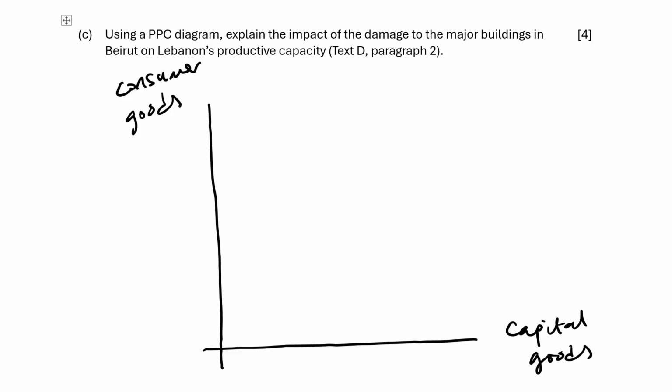We can just sketch the PPC, which is kind of like this bendy line that connects the two axes. So let's go PPC. I'll call it PPC1 or something. And what we're doing to answer the question: in general, if there is damage to major buildings and other kinds of productive assets, then this will hurt our ability to make stuff and things. And what's actually going to happen is that the PPC will contract or shift inwards.